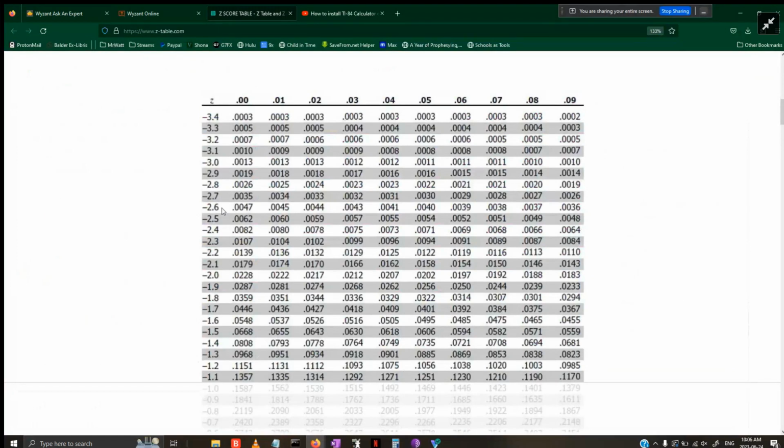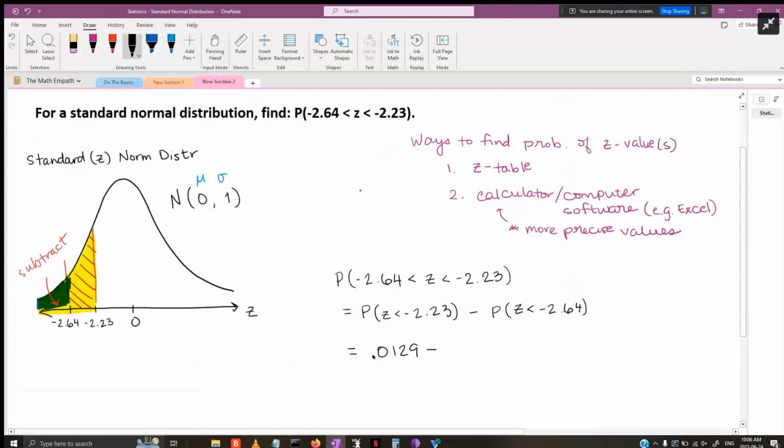So the area up to the smaller z-score, negative 2.64. Here's negative 2.6. I'm going to track over until I hit 0.04. All right, so where they cross is 0.0041. So again, make sure you're subtracting the smaller area from the bigger area, right? So when we do that, this is what we get: 0.0088. So again, if you use the Z table, this is how your answer will come out, something like that.